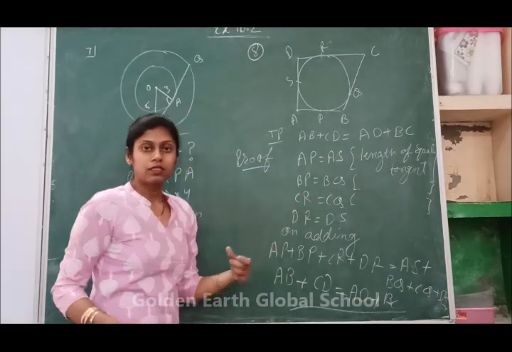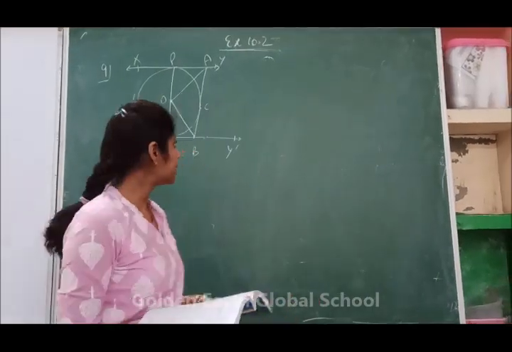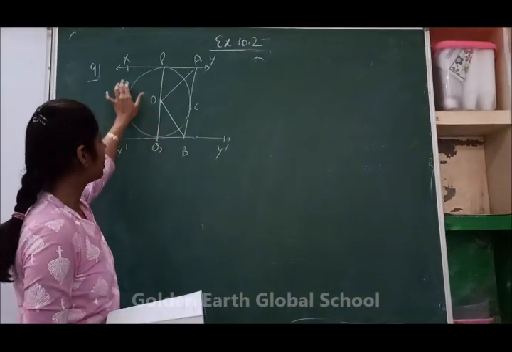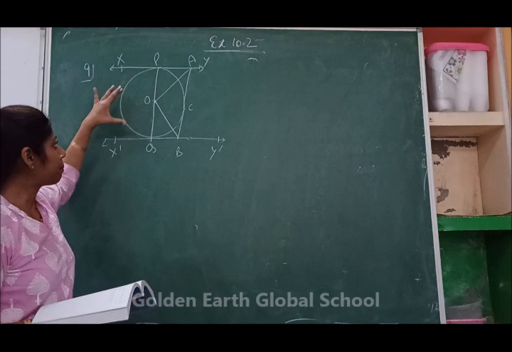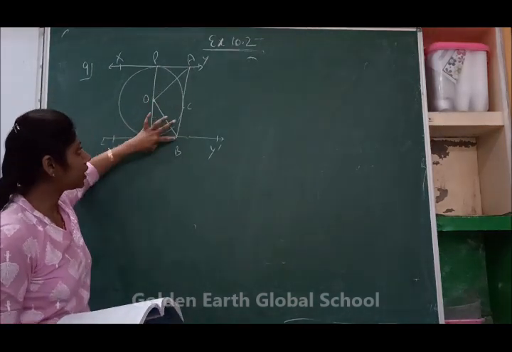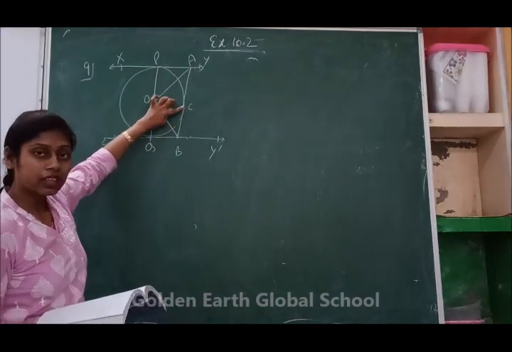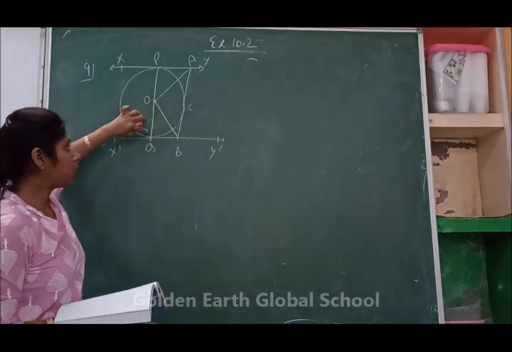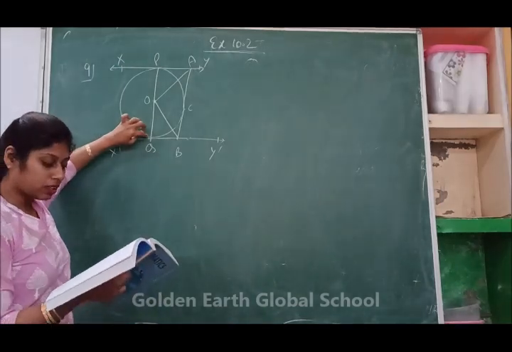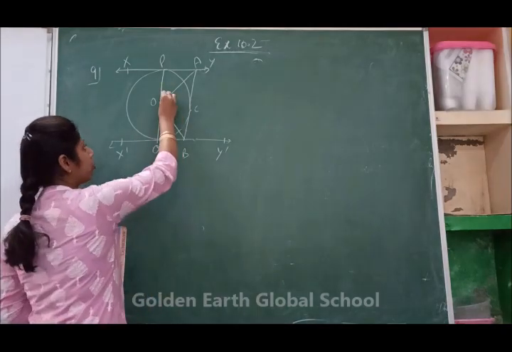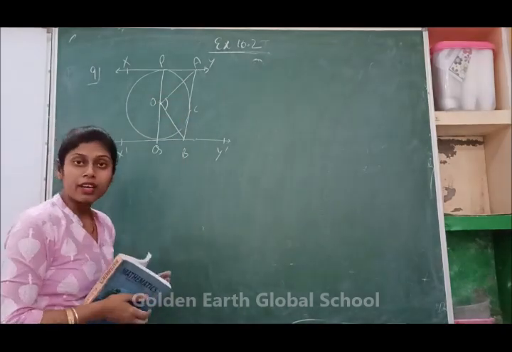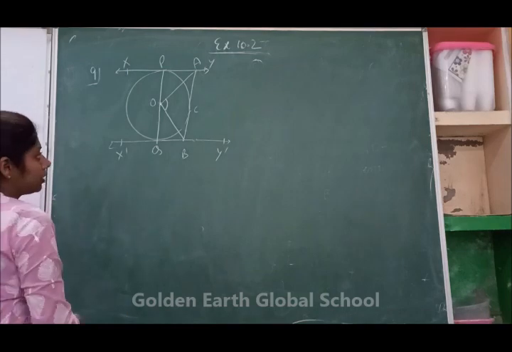Clear? Ninth figure is given to you. This is a circle. XY and X dash Y dash are the two tangents which are parallel to each other. AB is a tangent whose point of contact is C. PQ is the diameter of the circle. What we have to prove? Angle AOB is equal to 90 degree. We have to prove that this complete angle is of 90 degree. How we will prove it?